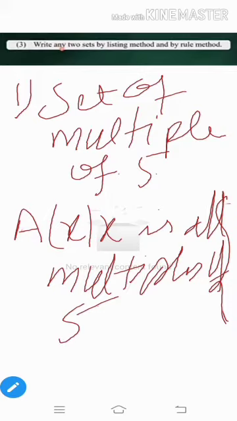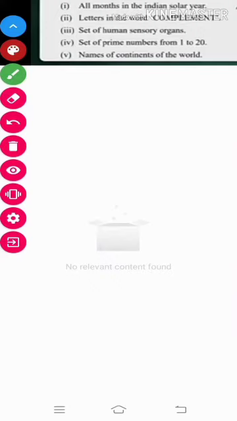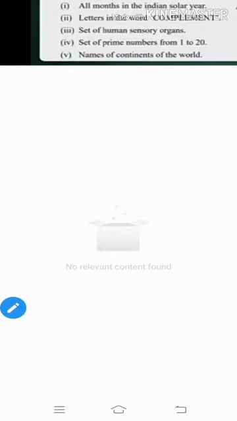So students, the first example I gave you. Now the second one you will do by yourself. I am just giving you a hint: you take a set of months of the Gregorian year, and you write that in a listing method and in a rule method.